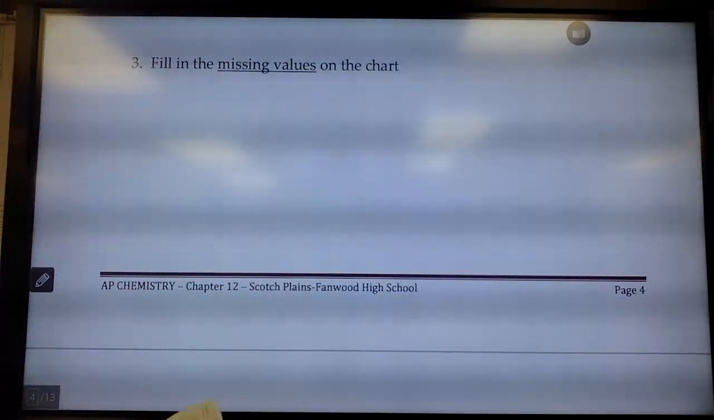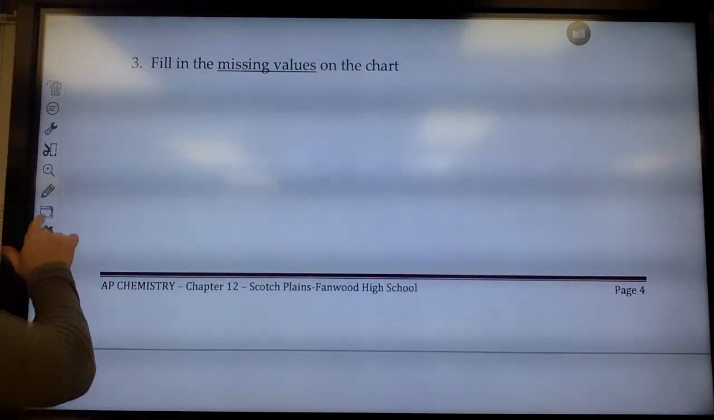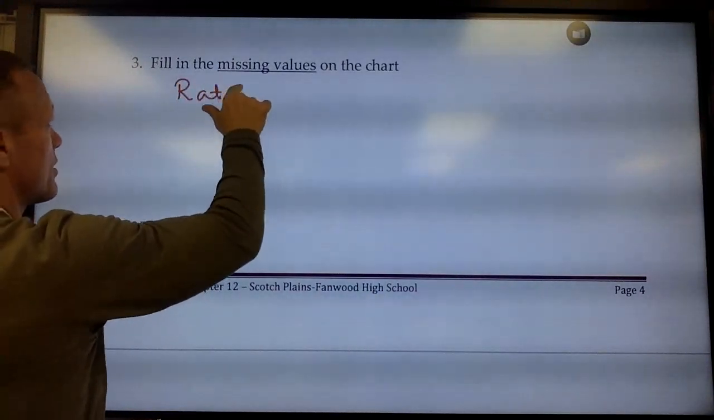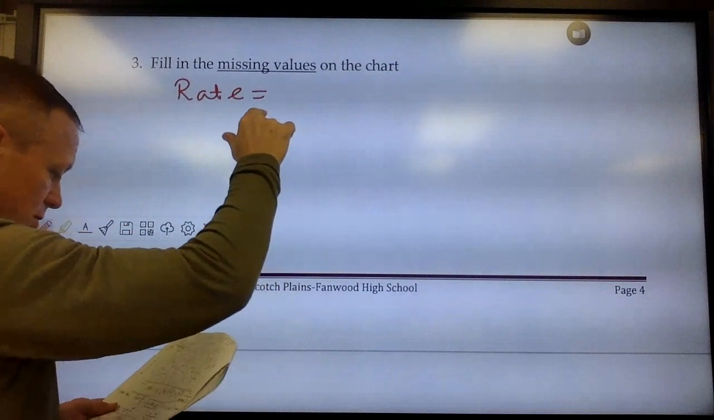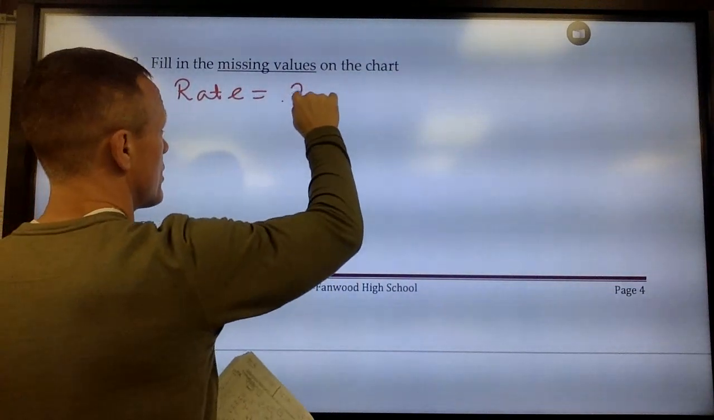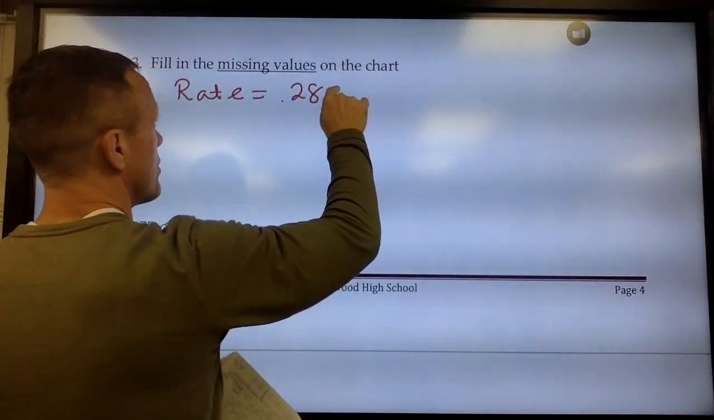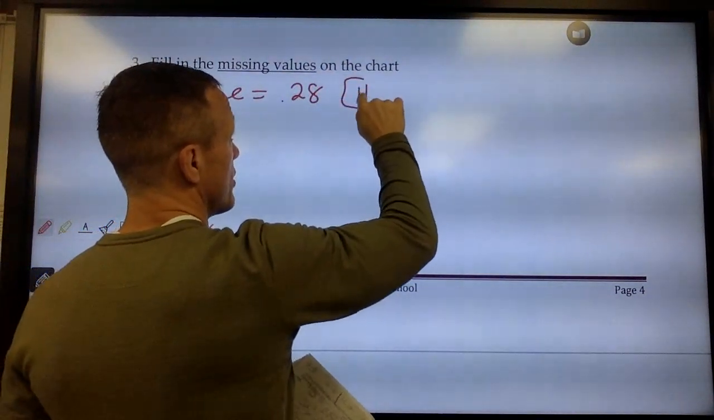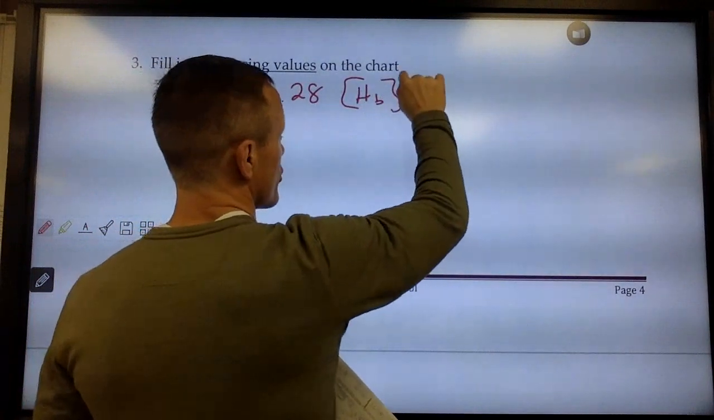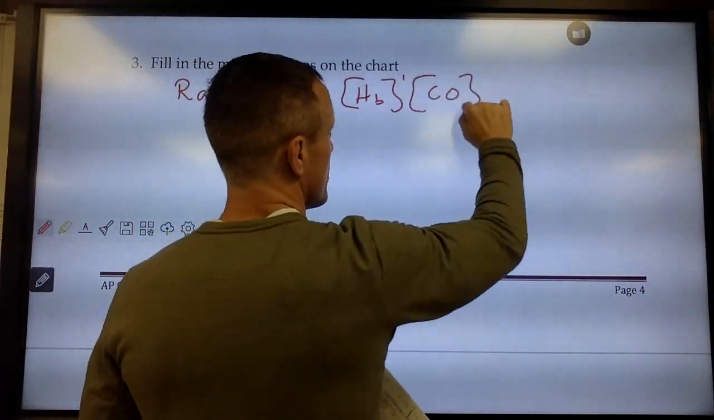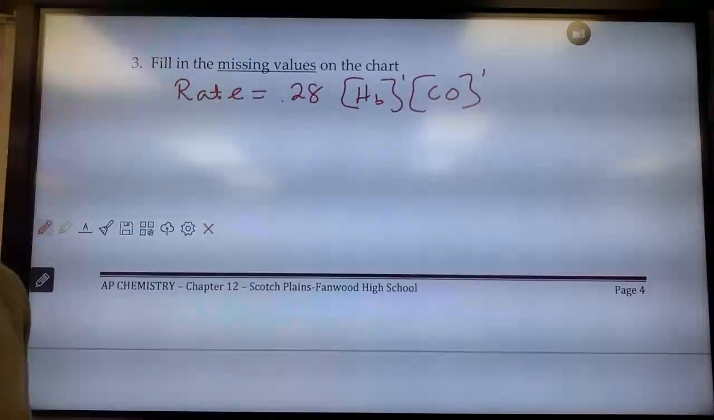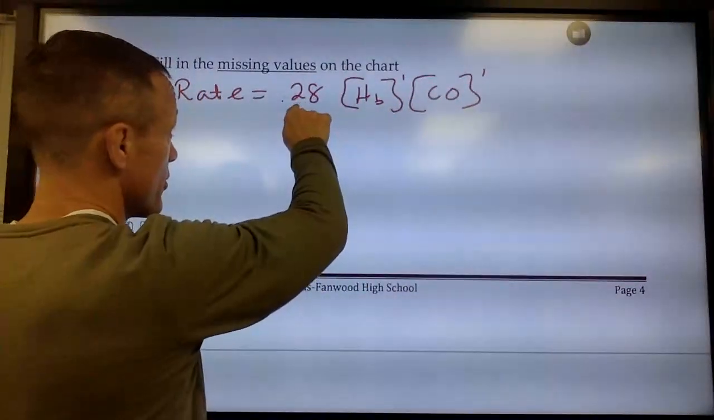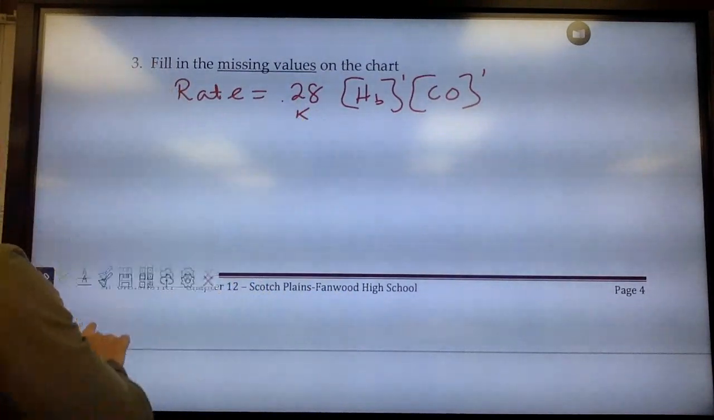So in experiment 5, now we know we can plug into this. We can say rate equals our K, which was 0.28 liters per mole per second, times the concentration of hemoglobin to the first power, times the concentration of carbon monoxide to the first power. So we can plug it into this and solve for any of these three things. This is our K value, remember, that's our K right there.